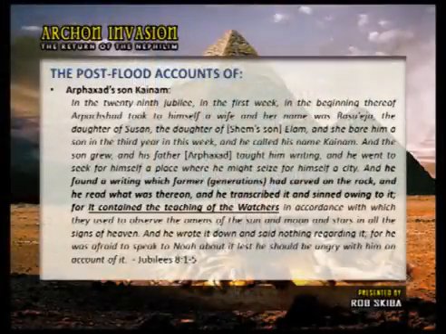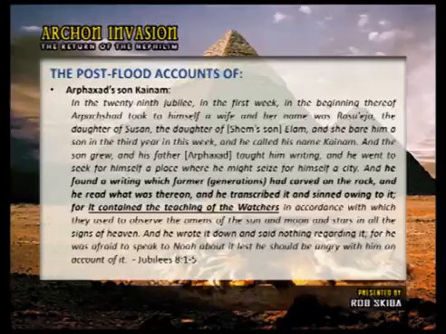So here we have Shem's son producing a son. He teaches him how to read and write, and he goes out to go build a city, and while he's out there, he finds some writing from the pre-flood world that apparently contained the knowledge of the watchers. And he did whatever it had to say, apparently. And he says there at the bottom, and he wrote it down and said nothing regarding it, for he was afraid to speak to Noah about it, lest he should be angry with him on account of it.